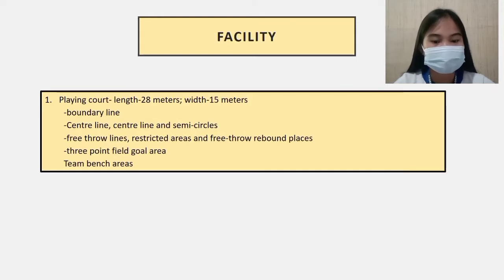Now let's discuss the facility needed. First, a playing court which has a length of about 28 meters and a width of 15 meters, which includes a boundary line, center line and semicircles, free throw lines, restricted areas and free throw rebound places, 3-point field goal area, and team bench areas.